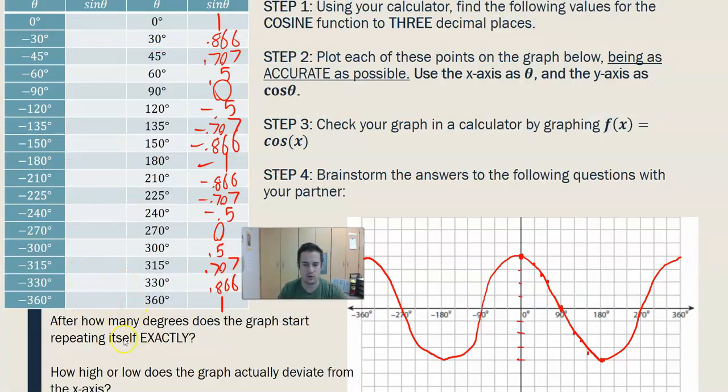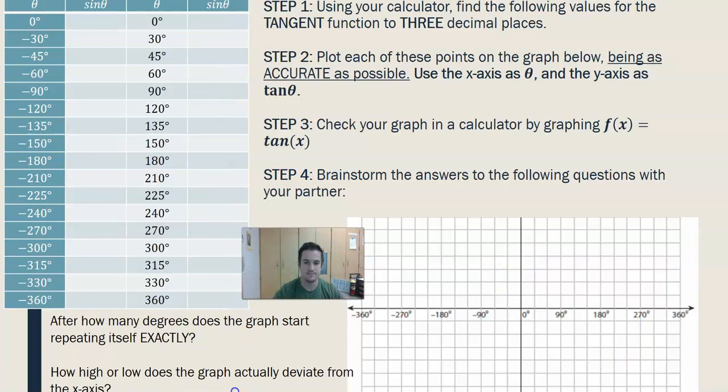So here we're asked these other questions again. How many degrees does the graph start repeating itself? Exactly, well, 360 degrees. How high or low does the graph actually deviate from the x-axis? Well, 1 up and 1 down. So the cosine and the sine functions are really similar to each other when I graph those on a plot, and they just keep repeating themselves forever and ever.